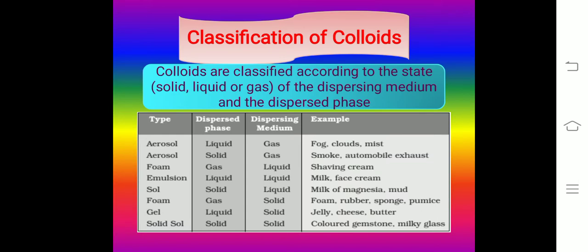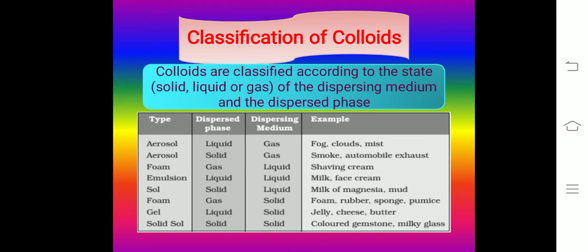Classification of colloids. Before starting the classification of colloids, let us discuss what are the dispersing medium and the dispersed phase. We know that a solution has two components, a solute and a solvent. Just like those, colloidal solutions have two phases, dispersed phase and dispersing medium. The solute is called the dispersed phase and the solvent is called the dispersing medium.